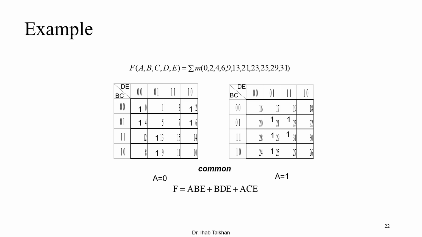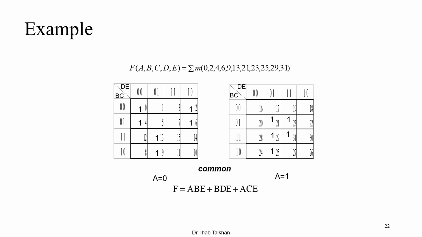In this slide, we are going to solve for five variable maps. As we mentioned before, we are going to divide it into two four-variable maps, one with layer A equal to 0, and the other with layer A equal to 1. Here, f of A, B, C, D, E equals sigma m of 0, 2, 4, 6, 9, 13, 21, 23, 25, 29, 31. These are the positions where f equals 1.